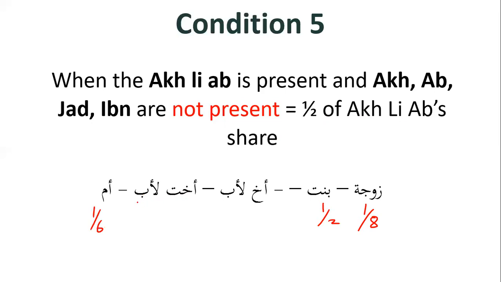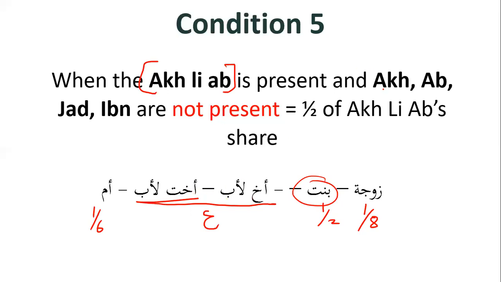Now over here we have the ukht li abin. According to condition number 5, when the akh li ab is present, we draw one line underneath all of them and we write ayn for asaba. Over here, we're not making the ukht li abin asaba because the bint is present. Rather, we are making the ukht li abin asaba. Why? Because the akh li abin is present.